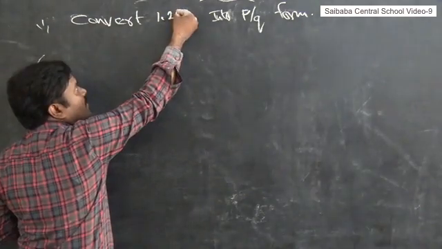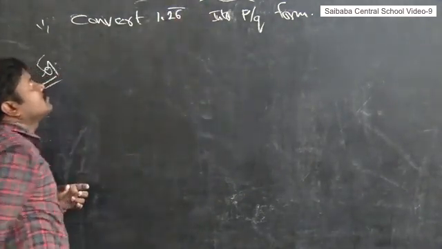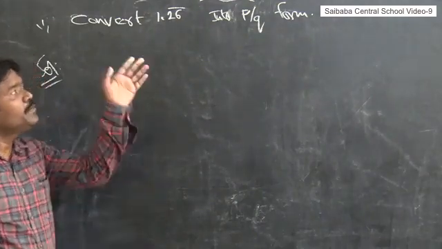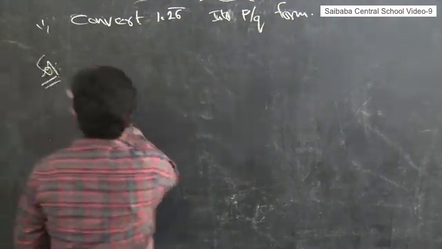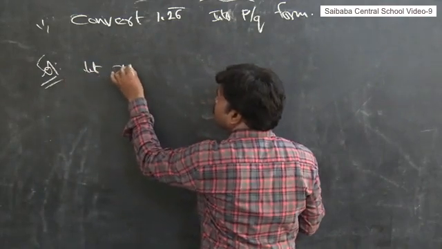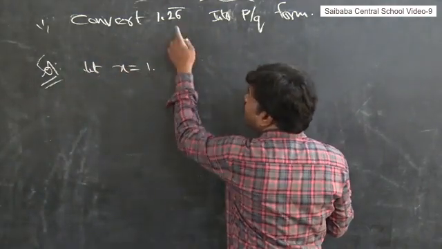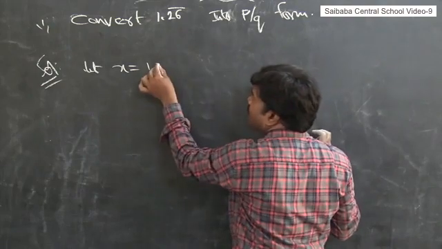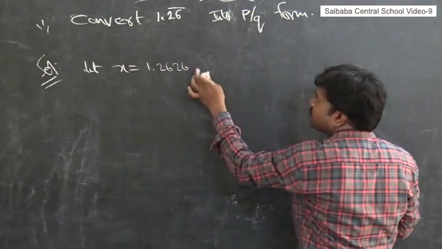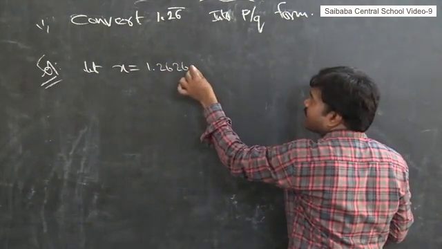1.26. So the question: convert 1.26 bar, where the bar is on 26, into P by Q. Same procedure. What is the first step? Let x be equal to 1 point. Remove the bar and write. What is the repeated portion? 26, 26, 26 repeated periodically, 26, 26, 26 and so on.